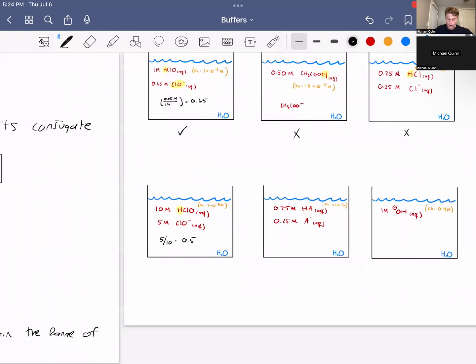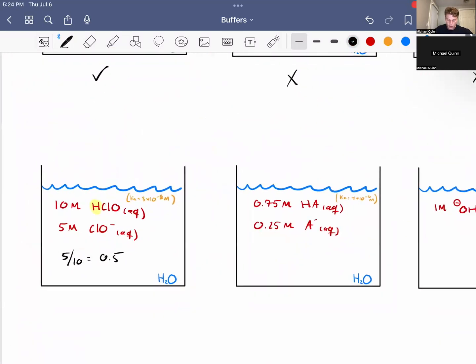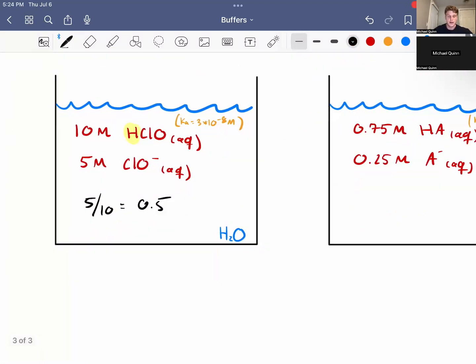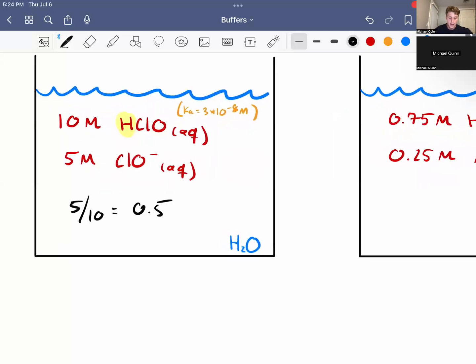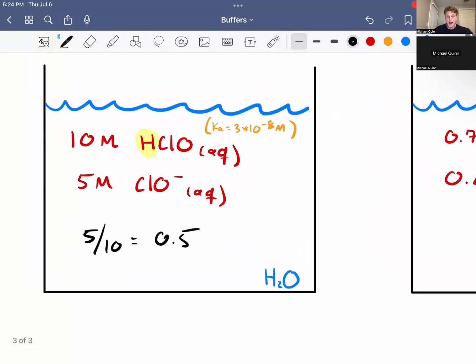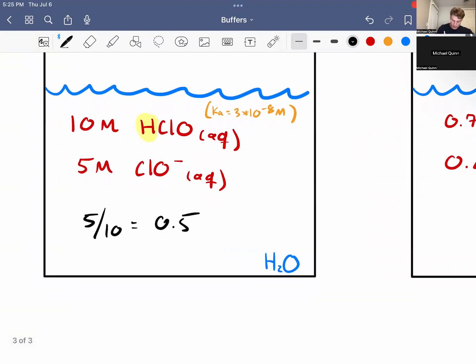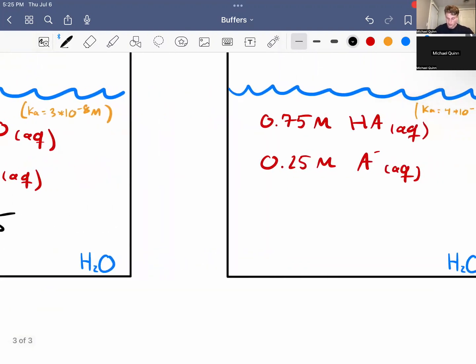However, the requirement that both of them must have a concentration between 1 times 10 to the negative 3 molar and 1 molar is not met. 10 molar and 5 molar is much too high to establish a buffer. So because it fails to meet that requirement, this is not a buffer.